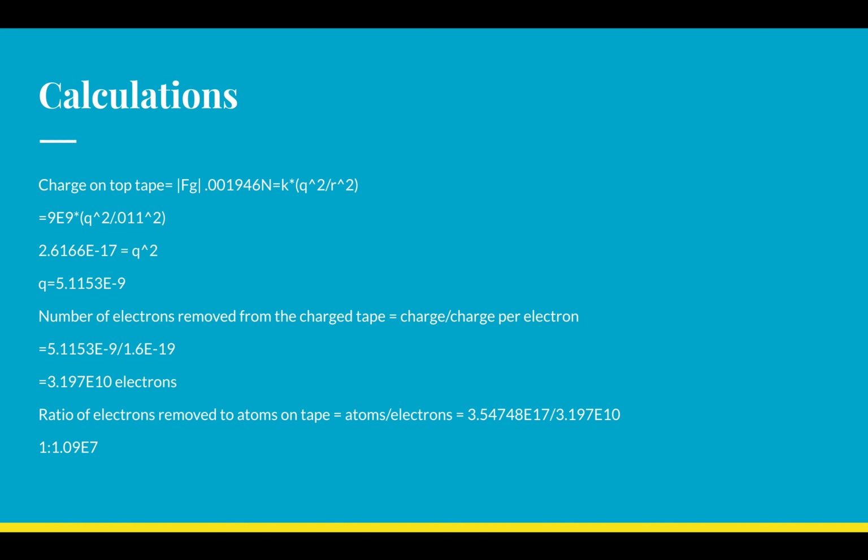Then we can use this, where we divide the charge by the charge per electron to calculate a rough estimate of the number of electrons that were actually removed from the tape. And then when we do this, we divide the number of electrons removed by the number of atoms. This gave us a ratio of the number of electrons removed to the atoms on the tape. And we found that most of the atoms, by a magnitude of 7, did not lose any charge.